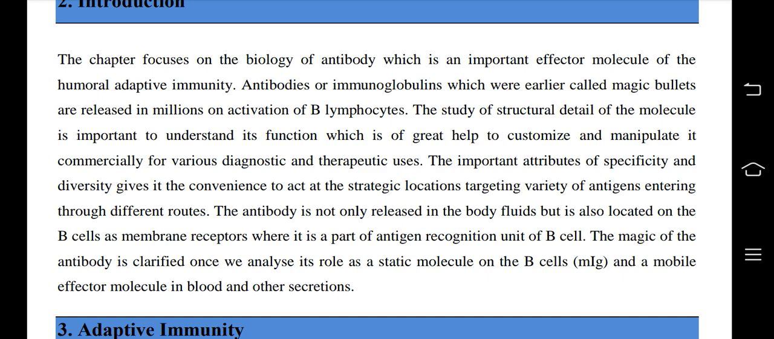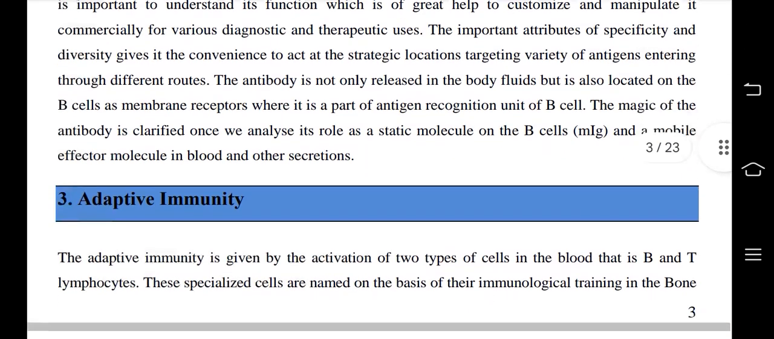The important attributes of specificity and diversity give it the convenience to act at the strategic locations, targeting a variety of antigens entering through different routes. The antibody is not only released in the body fluids, but is also located on the B cells as membrane receptors, where it is a part of the antigen recognition unit of the B cell. The magic of the antibody is clarified once we analyze its role as a static molecule on the B cell, IgG or mIg, and the mobile effector molecule in blood and other secretions.